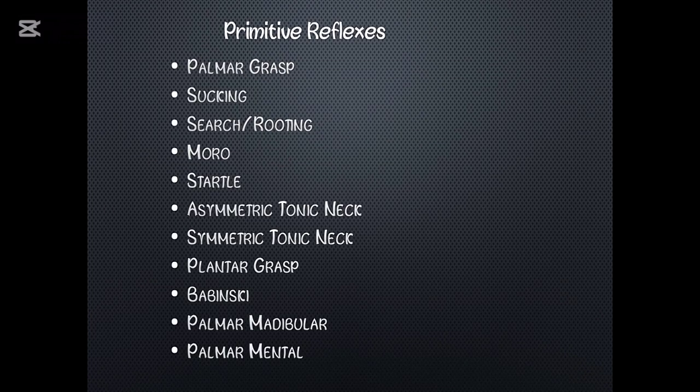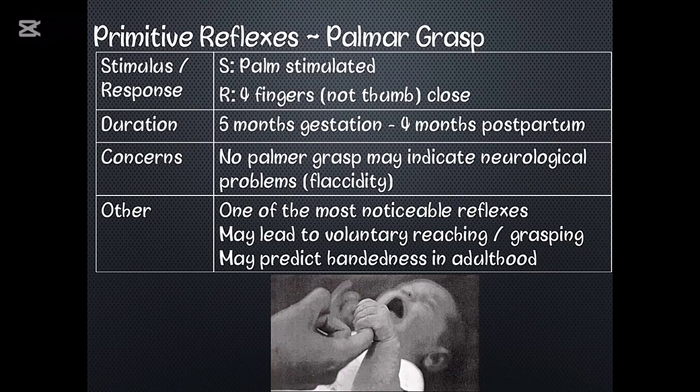Now let's have a look at examples of primitive reflexes, and these are palmar grasp, sucking, rooting, Moro, startle, asymmetric tonic neck, symmetric tonic neck, plantar grasp, Babinski, palmomandibular, and palmomental. Now let's discuss them one by one. Okay, so the first one is palmar grasp.